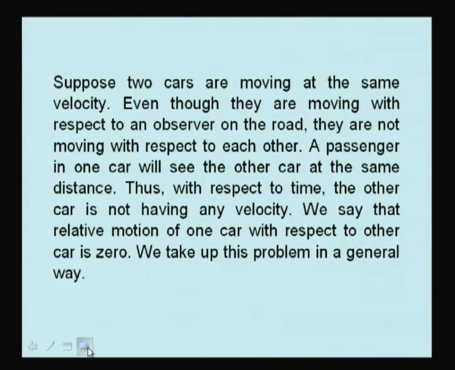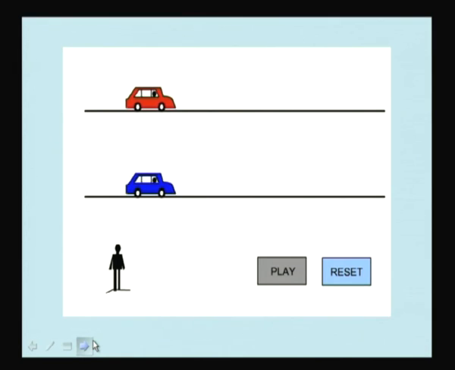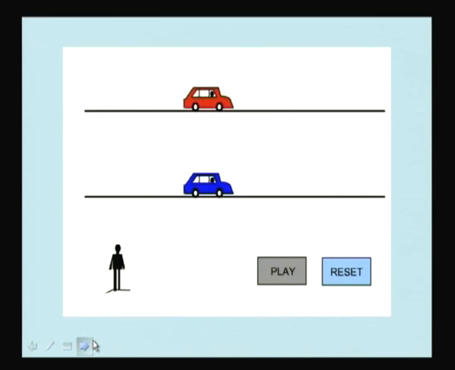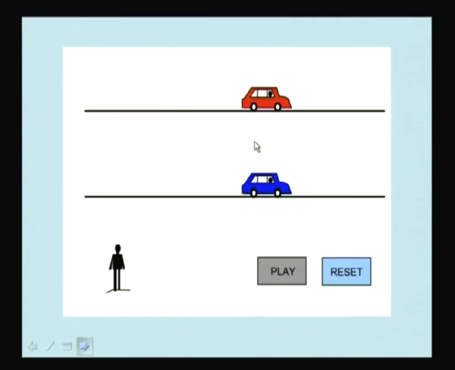We will discuss this problem in a more general way, when the cars may not be moving only in a straight line, but may be undergoing curvilinear motion. Now, this is one animation showing the motion of two cars, a red car and a blue car. The driver in the red car always sees the blue car with it. Therefore, with respect to the red car, the blue car does not have any relative motion.